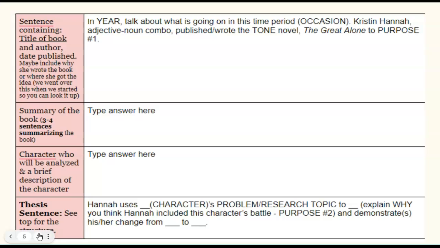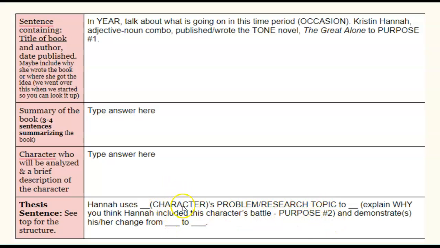In the year blank, talk about what's going on during the time period, that's the occasion. Christian Hannah, you give me your adjective noun combo, published or wrote your tone of the novel, The Great Alone, to, and then you're going to give me your purpose. Now, you came up with 2 purposes in your SOAPSTONE. This is where you're going to provide purpose number 1. Then you're giving me that summary, 3 to 4 sentences summarizing the book. Then you're coming here for the character, your brief description of the character, and then you're coming down here for your thesis statement, which should probably include your purpose number 2, okay?